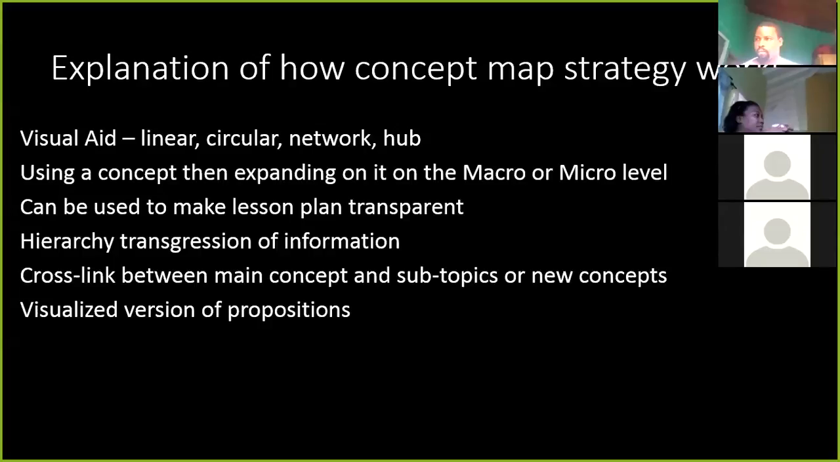Using a concept map, then expanding on it on the micro level. So basically, we can start out with one concept and branch out in detail, or just with one or two subtopics, which is the first tier after the main concept, and explain how the subtopics would relate to the concept. I'll go into more depth as we go on about how we can expand on one concept.